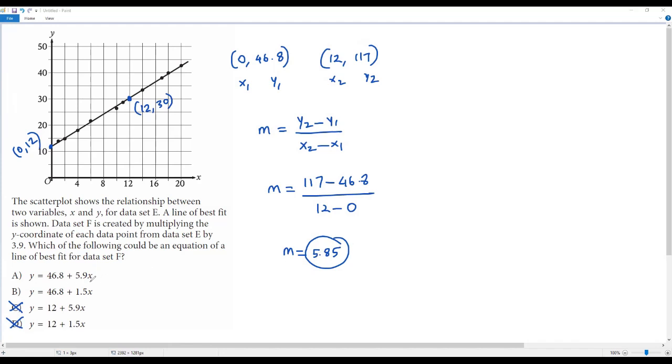When I go over answer choices A and B, in A we have the slope 5.9, in B we have 1.5. So this slope 5.9 is close to 5.85. So we can reject answer choice B also. So the equation we have in answer choice A is the equation of the line of best fit for data set F. The correct answer choice for this question is A.